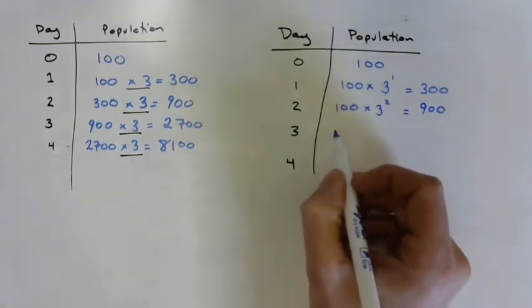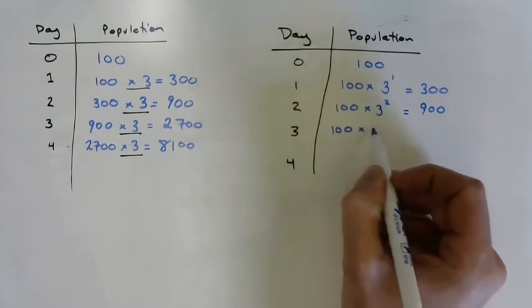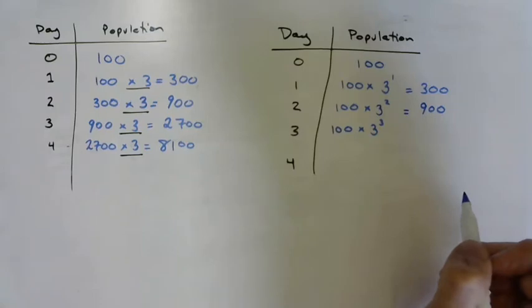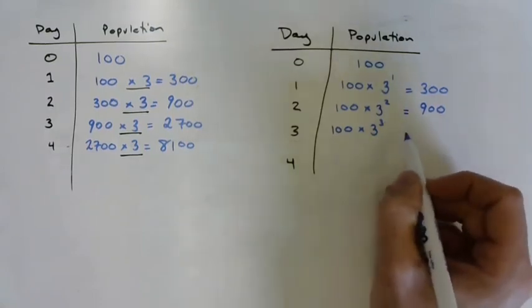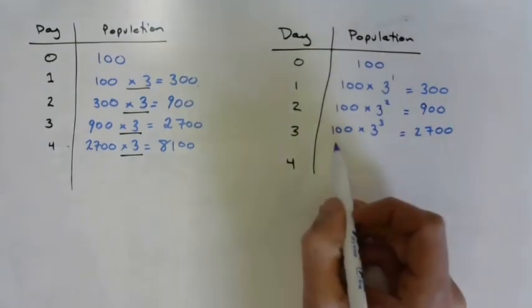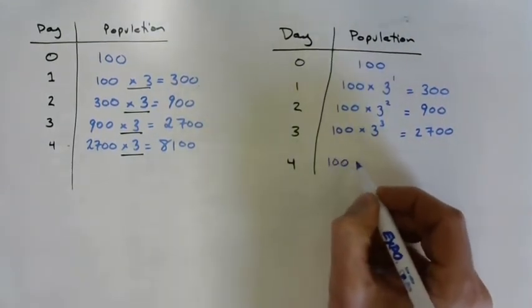What are we going to write for day 3? 3 to the power of 3. So you start with 100, and you multiply it by 3 factors of 3. 3 times 3 times 3, or 3 to the power of 3. 3 to the power of 3 is 27. Multiply it by 100, 2700. Next line, try to write on your own.